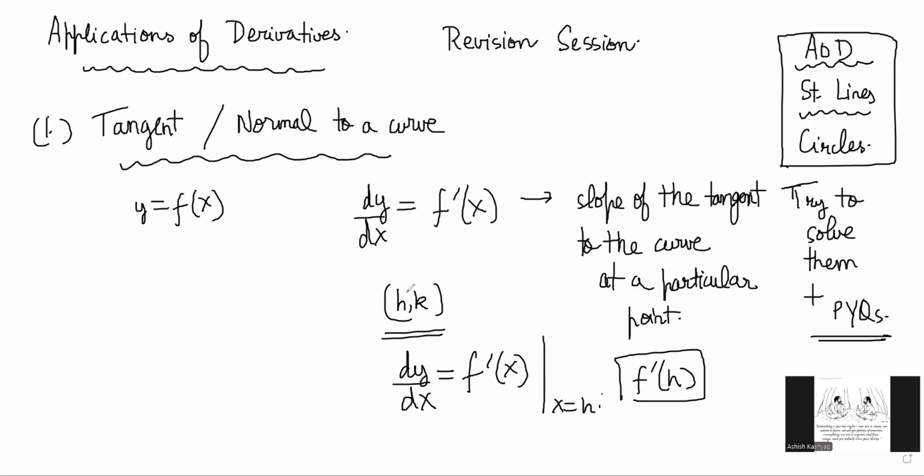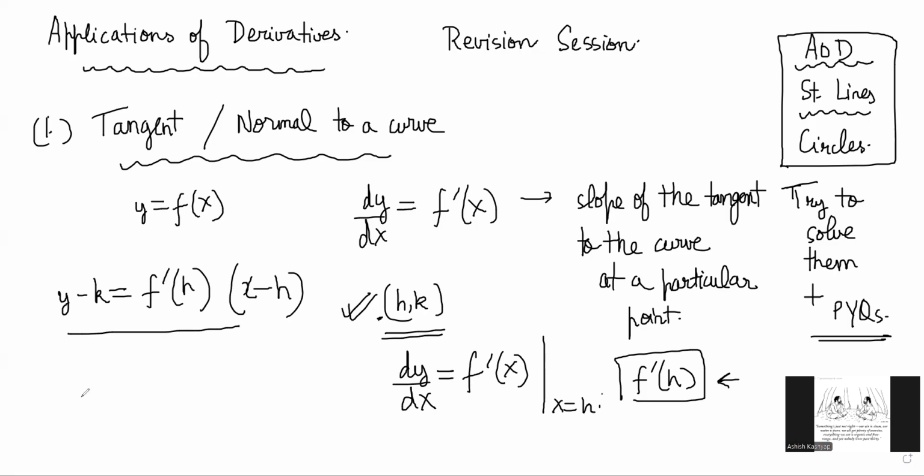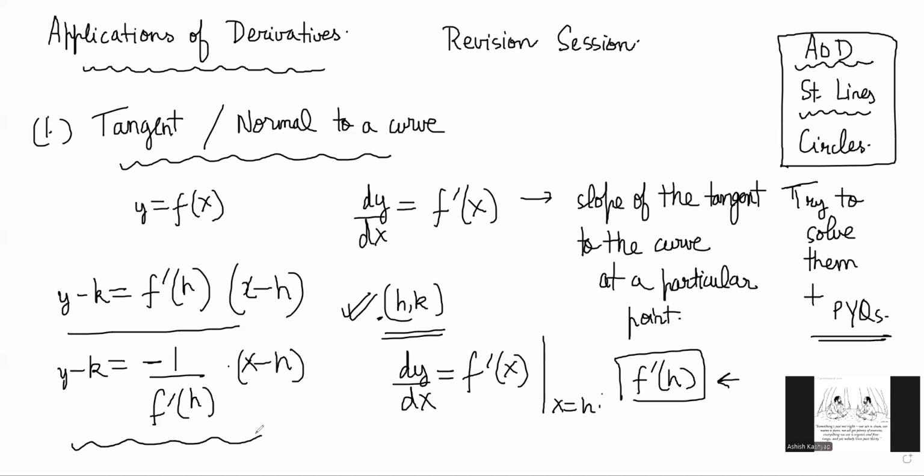Now that you know the slope of the tangent, the equation of the tangent will automatically pass through this point and have this slope. Therefore, the equation of tangent will become y minus k is equal to f dash h multiplied by x minus h. And the equation of normal will be y minus k is equal to minus 1 by f dash h into x minus h. Because the normal is always perpendicular to the tangent, its slope will be minus 1 by the slope of the tangent. All of this is standard stuff, very basic, and you should already know all this. I hope everybody is familiar with this stuff.